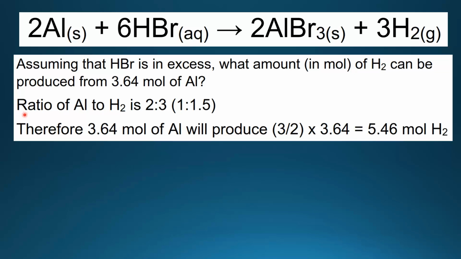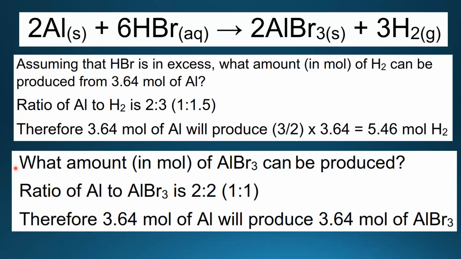So we look at the ratio, and the ratio of aluminium to hydrogen gas is a 2-to-3 ratio. If it makes it easier, you can simplify this ratio to 1-to-1.5. Therefore, 3.64 moles of aluminium will produce, because it's a 2-to-3 or a 1-to-1.5, you can just multiply this number of moles by 1.5. So it's 3/2 or 1.5 times 3.64, which equals 5.46 moles of hydrogen gas.